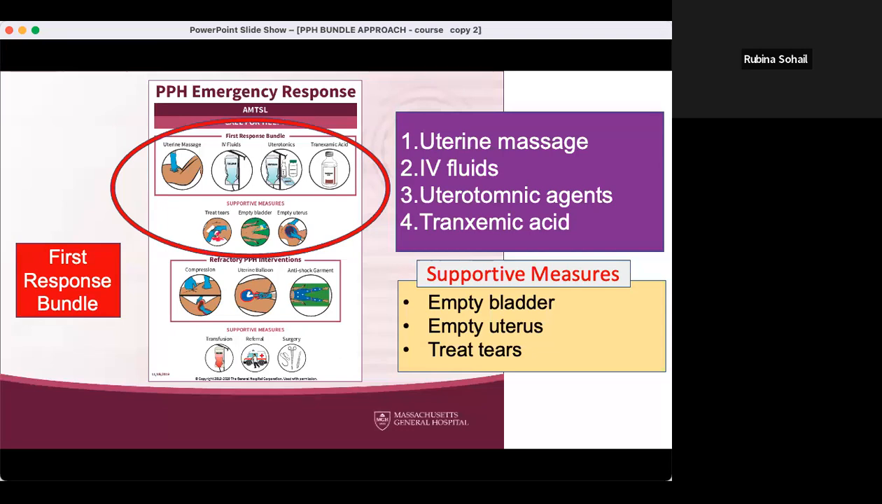Usme tumne ensure karna hai ki bladder empty ho. You will examine the placenta to see whether the placenta is complete or not, and you will examine if there is any tear or not. So, agar aap ye karte hain, so this is the complete PPH bundle, which is the primary response bundle of PPH.